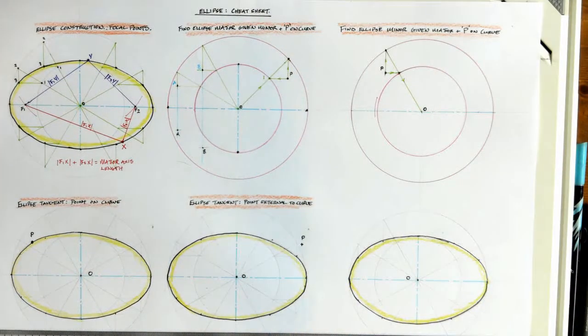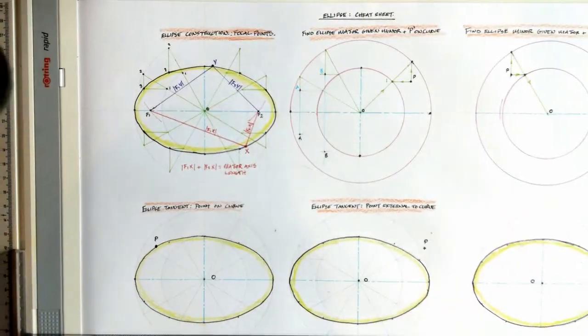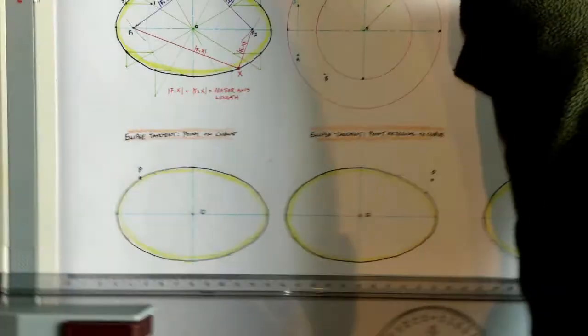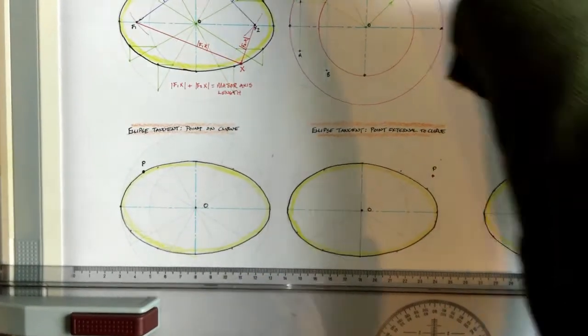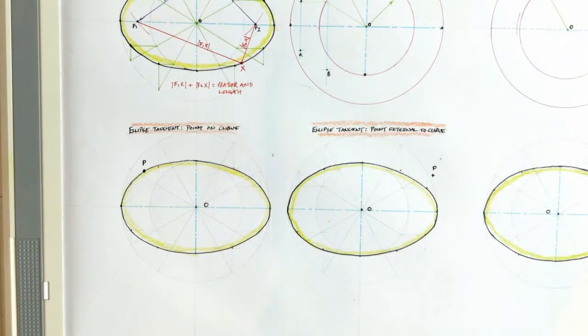Now, next thing I want to do is jump down here to the tangents. So I'm just going to zoom in a little bit down here. Hopefully it'll be a little bit clearer for you now. Okay, so next thing, tangents. Get rid of my t-square there for the moment.